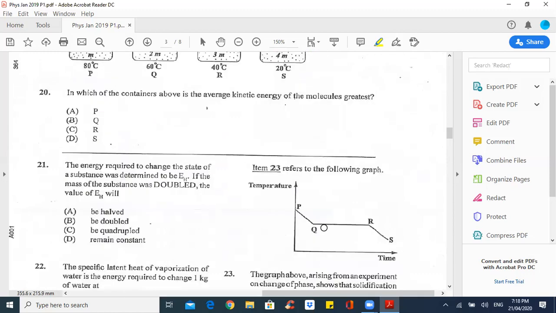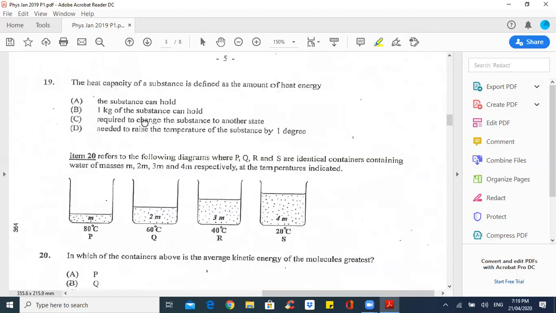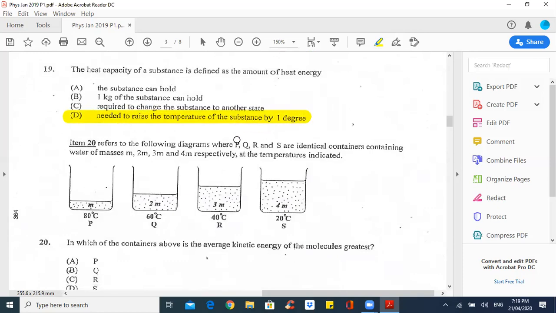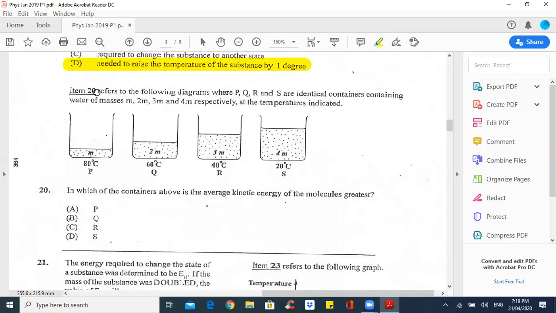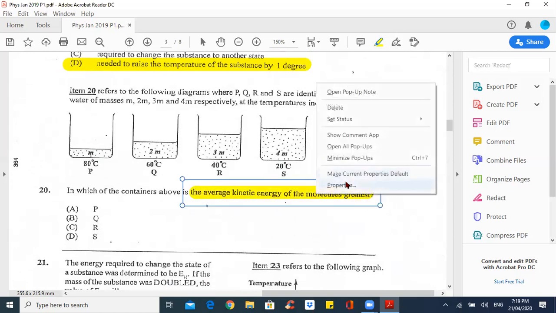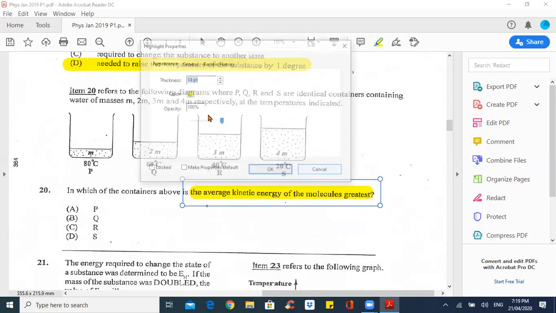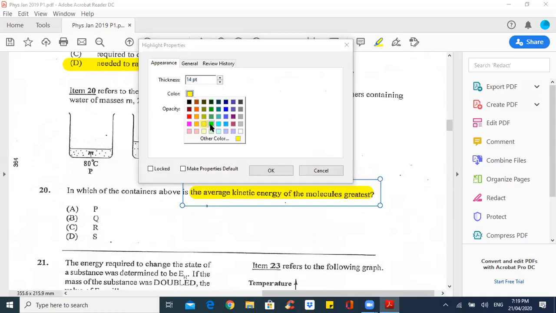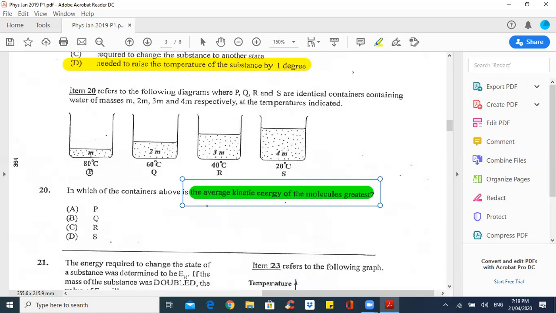So it's 18. Number 19. They said here, number 19, the heat capacity of a substance is defined as the amount of heat energy needed to raise the temperature of the substance by 1 degree. Item 20 refers to the following diagram. In which of the containers above is the average kinetic energy of the molecules the greatest? Average kinetic energy is basically the temperature of the body. Which one of them has the highest temperature? Is P, so the answer is A for that.